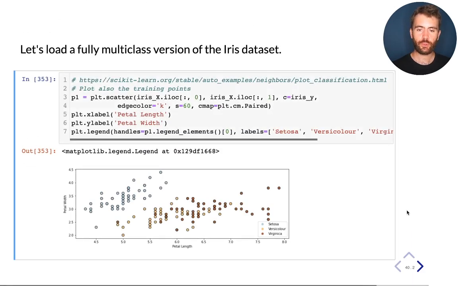As an example to illustrate this algorithm, we're going to again use our iris flower dataset. And here we're going to use the full version in which we have the three classes. Again, here each point is a flower for which we have different measurements, and we're showing these flowers in blue, light brown, and dark brown. These colors represent our three classes.